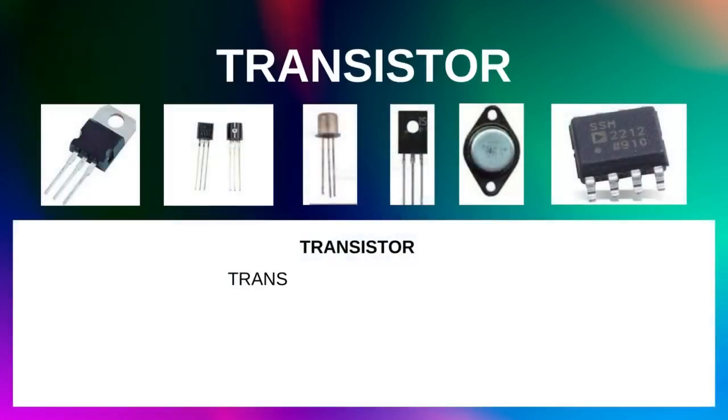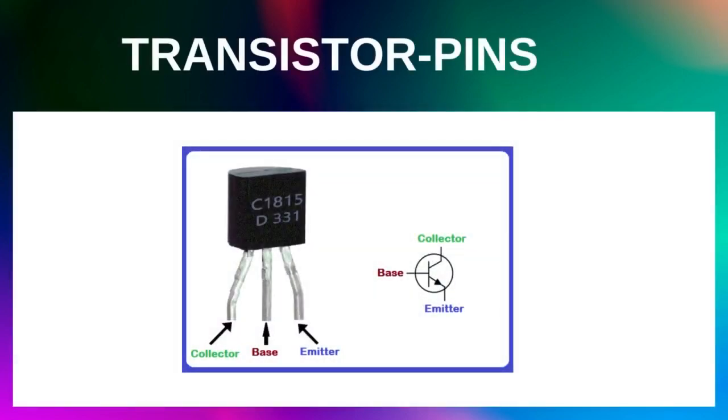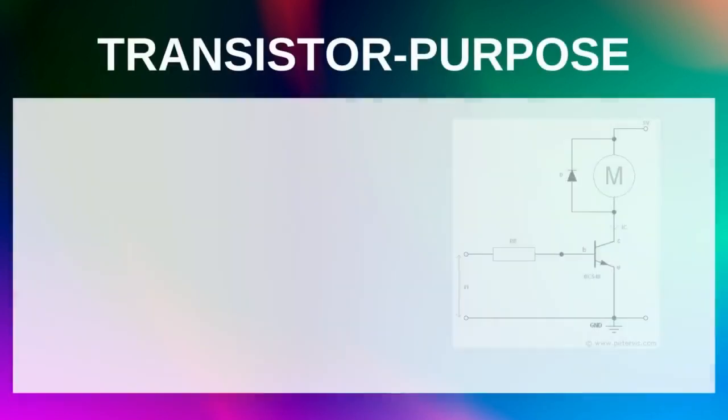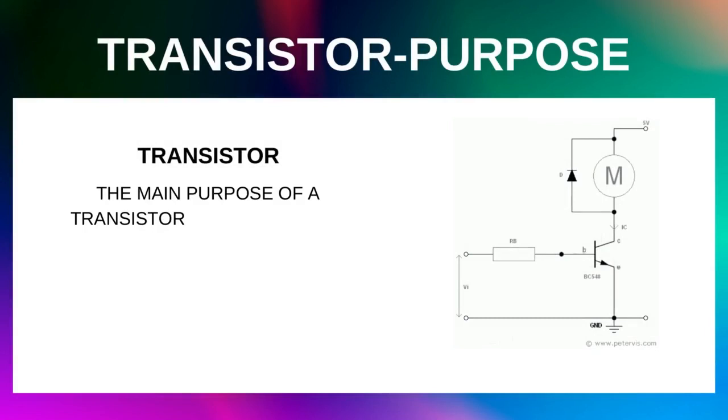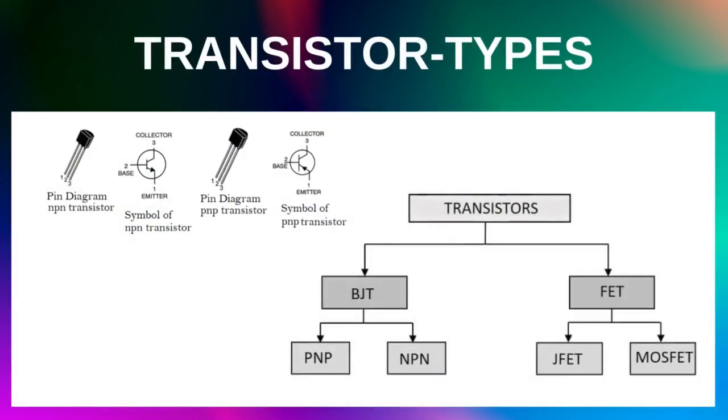Transistor. So guys, transistor is more likely a switching device, mainly used for switching and amplification purposes. It consists of three legs, or you can say it has three elements: emitter, base, and collector. So friends, the main purpose of a transistor is to control a large amount of current with a small amount of current. Transistor comes in two main types, NPN transistor and PNP transistor, and these types are further divided into more types.